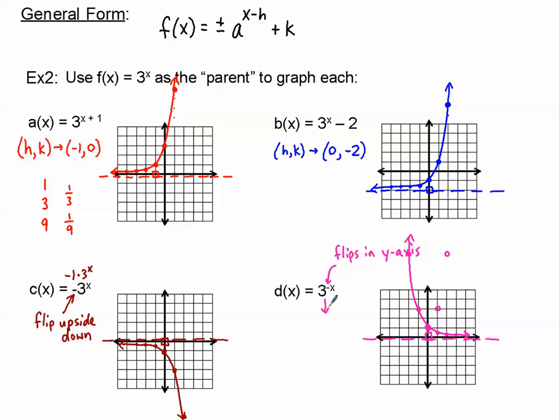Or, if you'd rather understand that this negative exponent will flip that 3 to become 1/3, and you'd rather just graph this graph as 1/3 to the x, that's the same thing. You're going to be going to the left and then up, and going to the right and then down these cheat points.